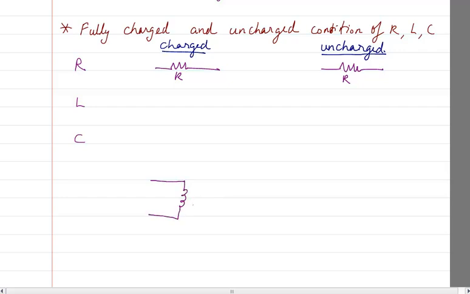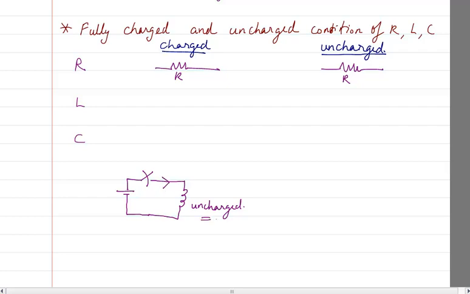Now, when you are having an inductor and this inductor is, suppose, uncharged, that means there is no current stored in this inductor. In that case, when you are trying to pass current, let me draw it with the help of a switch and a battery. So suppose when you are trying to close the switch, immediately current will start flowing through this.